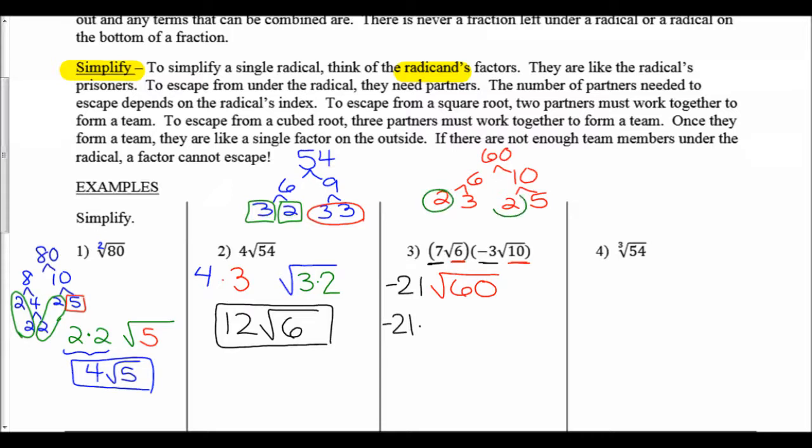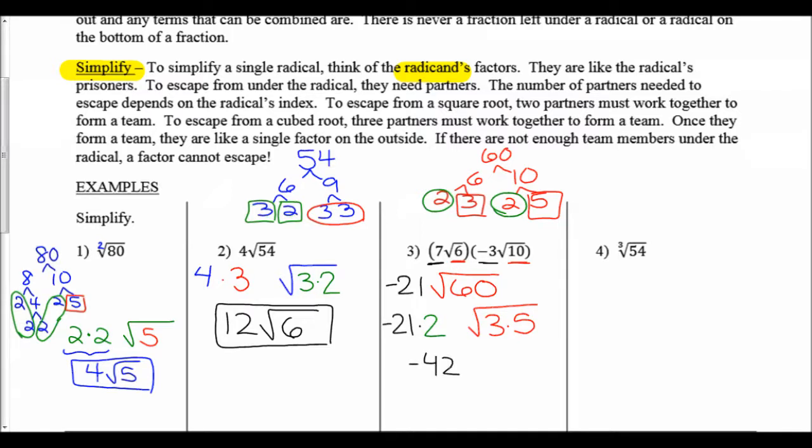Next, I have two 2's, so I can take a set of 2's onto the outside. Then, underneath my square root, what am I going to have left? I have a 3 and a 5 that don't have any partners, so they need to stay inside. On the outside, my final step, put everything together.